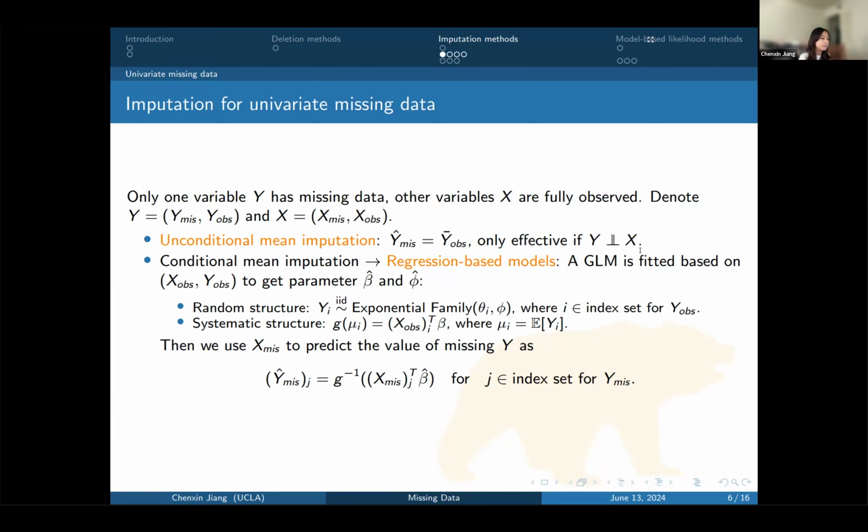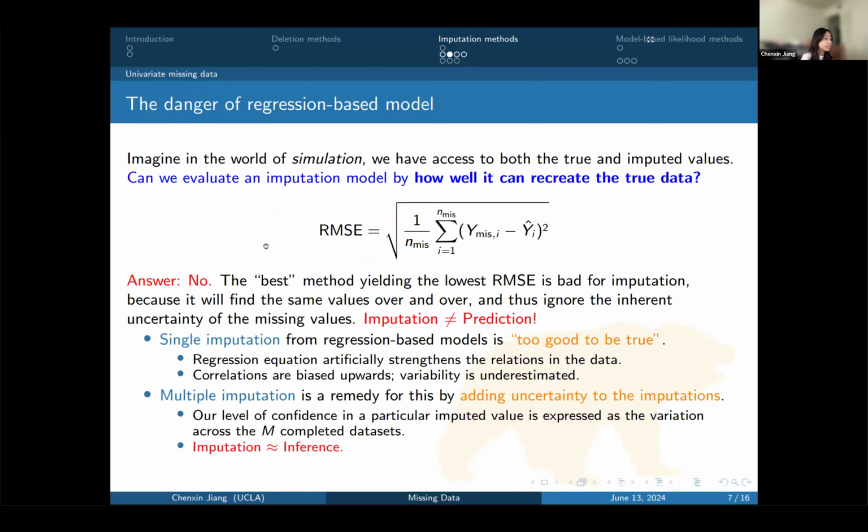We can fit a GLM based on the observed values of X observed and Y observed to get the parameter estimate. And then we can use X miss to predict the value of the missing Y, Y miss hat, to get a single imputed value of Y miss. But remember, just as I mentioned, single imputation is very dangerous in general.